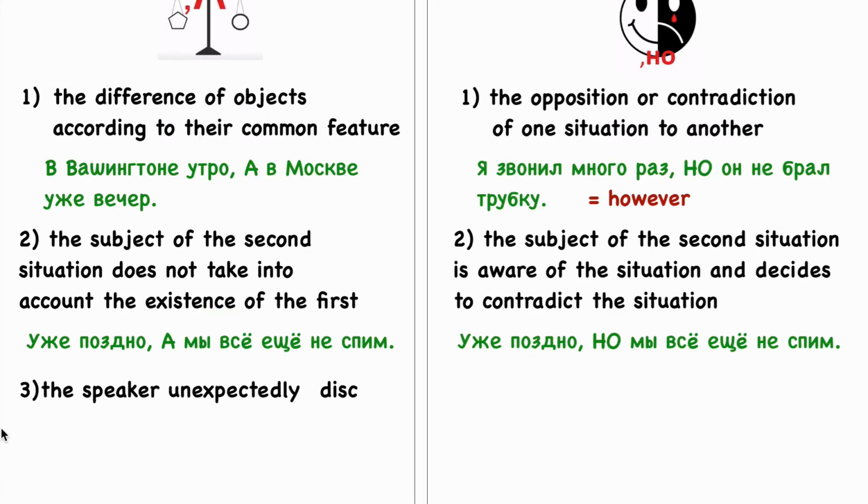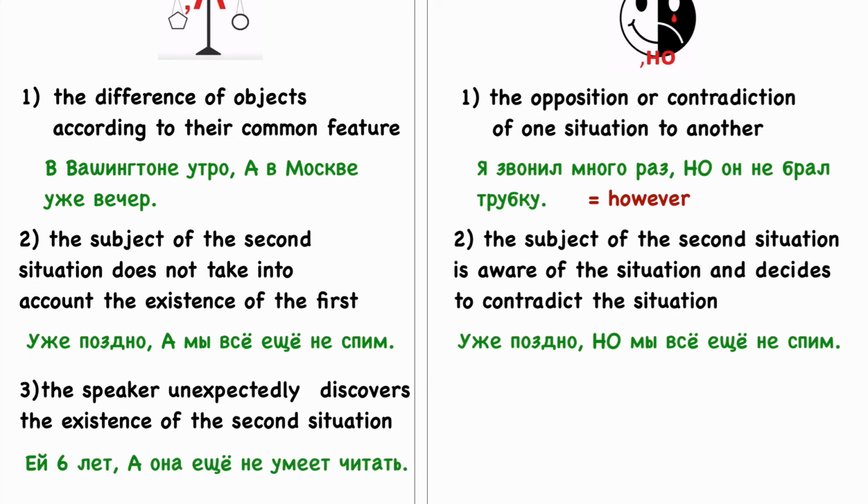Okay, next situation. Use conjunction "а" when the speaker unexpectedly discovers the existence of the second situation. Here is the example. Ей 6 лет, она еще не умеет читать. All of a sudden, I discover that she is already 6 and she cannot yet read.